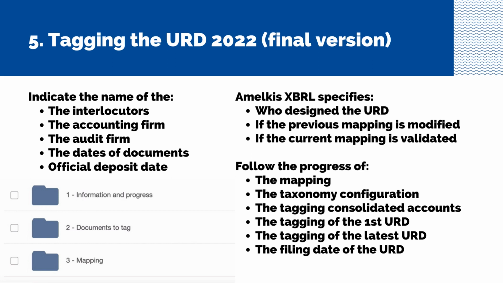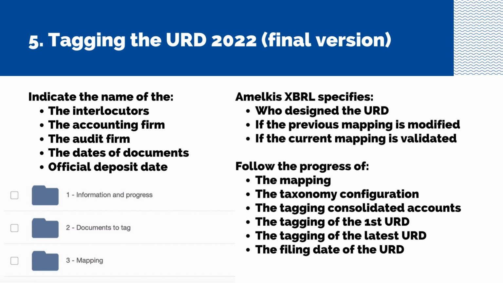Amelkis has also set up a progress monitoring section. The follow-up section allows you to know at any time the progress of your filing. This file is accessible in the shared folder. This section indicates the name of the interlocutors who must be in the copies of the exchanges, the name of the firm in charge of the mapping, the name of the audit firm, the available dates of the different documentation versions to tag, and the official deposit date.